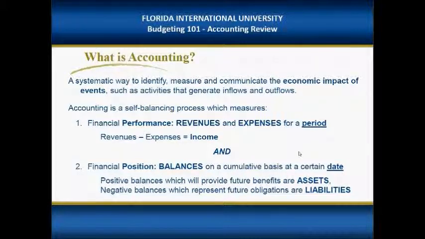Cash, for example, is an asset. Receivables from students are assets. They will provide us benefits in the future. Negative balances are liabilities. These represent future obligations or commitments that the organization has, that FIU has. A good example of this would be accounts payable. If we owe a vendor some money for an invoice that is not due yet, that is considered a future obligation to us. We're going to be using our assets in the future to pay off our liabilities.